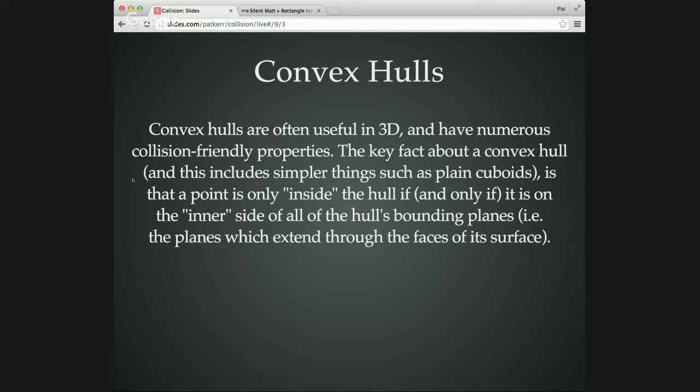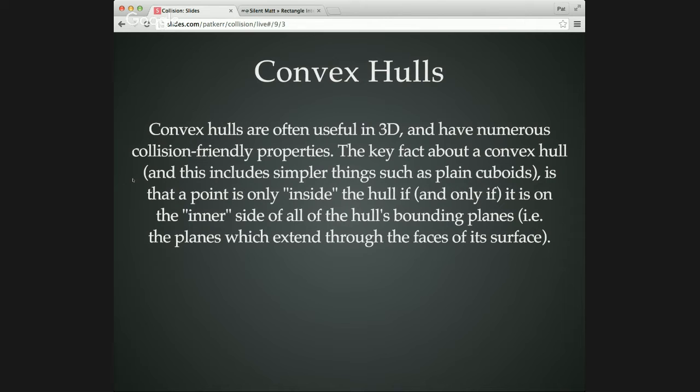The important thing about a convex hull: you imagine a die, all the different dice shapes that you get, like 12-sided, 20-sided dice, they're all convex hulls. They don't have to be as regular as that. It's just any kind of closed mesh like that. They have the nice property that a point is only inside a convex hull if it's on the inner side of all the bounding planes.